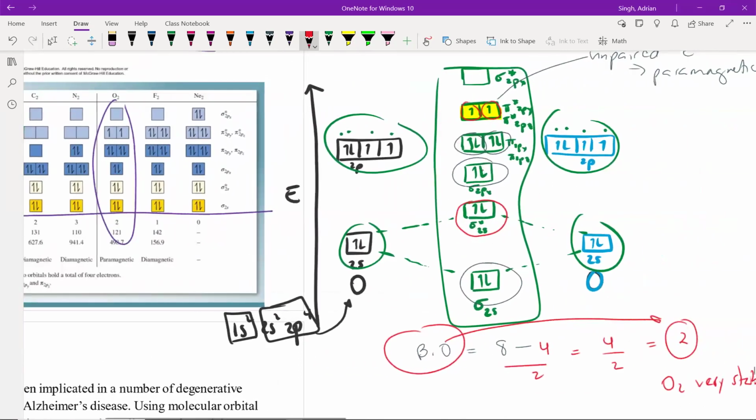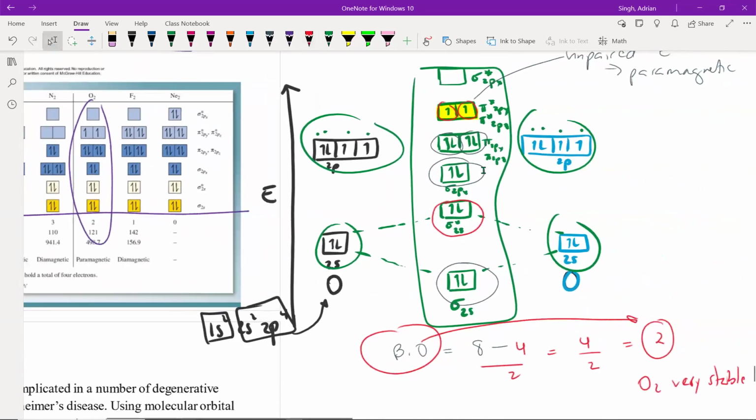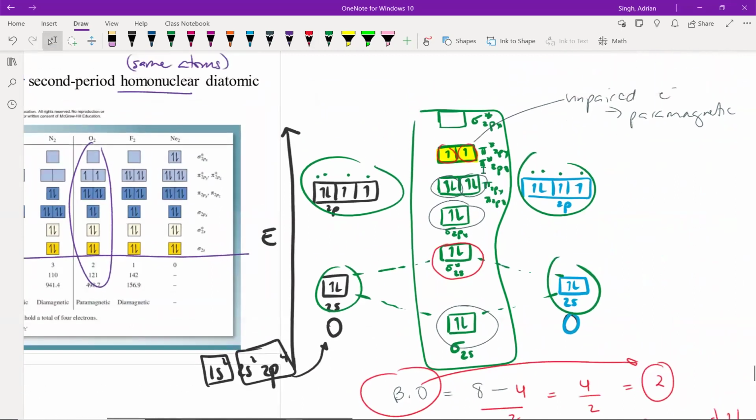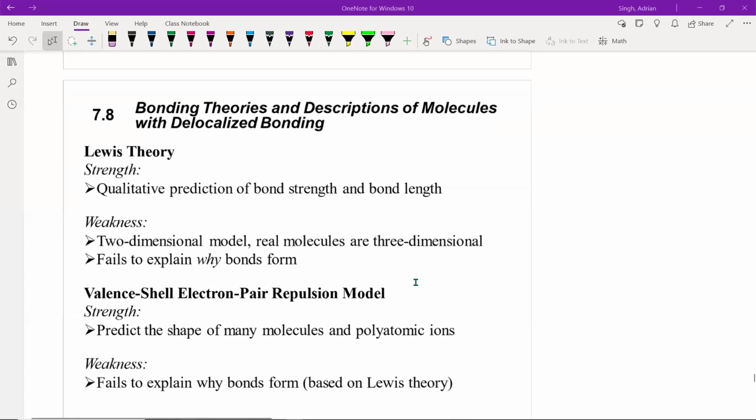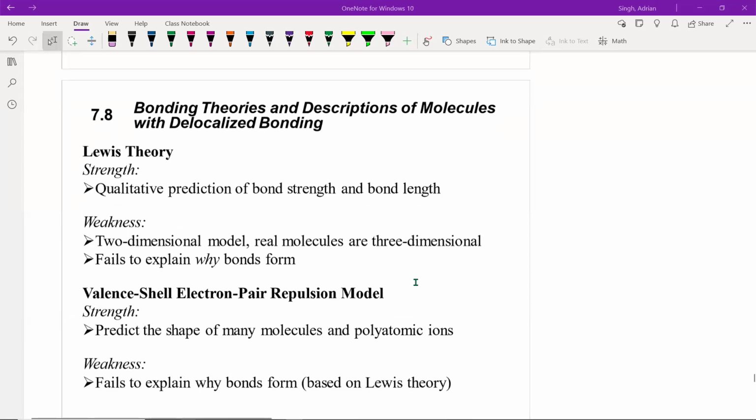Okay, so in the case of O2, we can use molecular orbital theory to explain a phenomenon that we would not be able to explain by using any of the other bonding theories. If we look at a comparison between the different bonding theories, we'll see some strengths and weaknesses for them, and we can compare them to the other bonding theories.